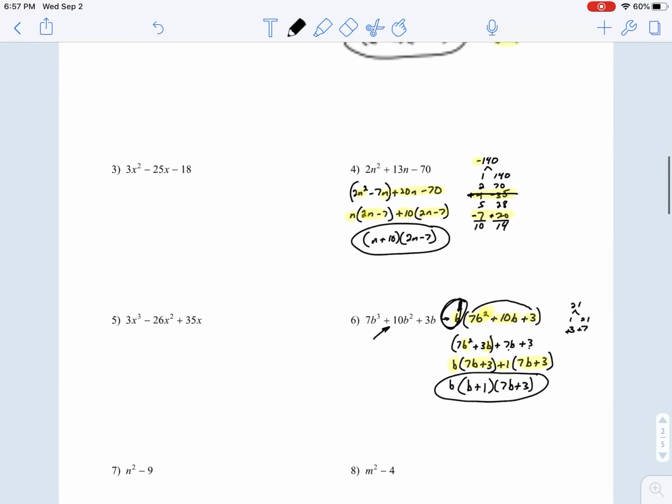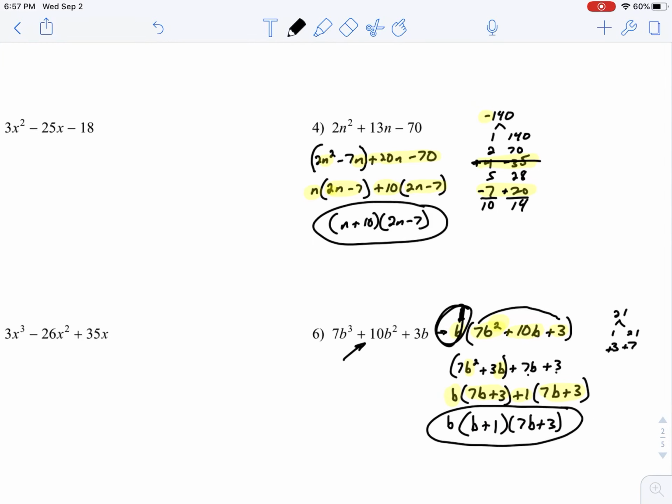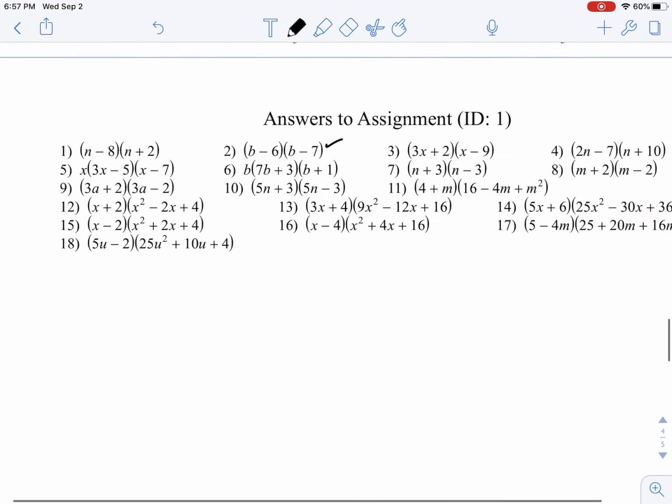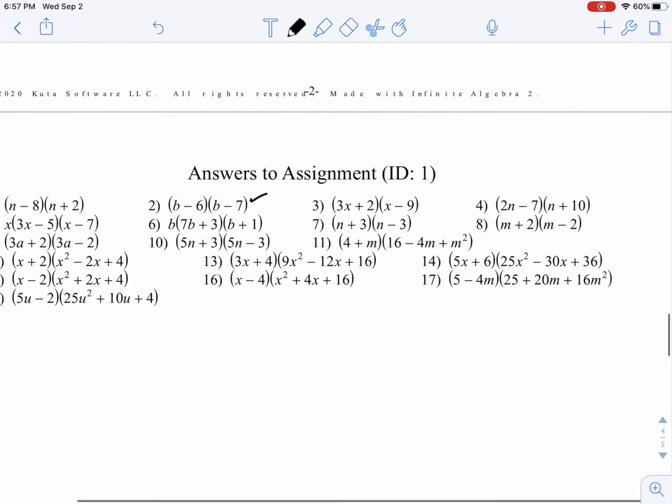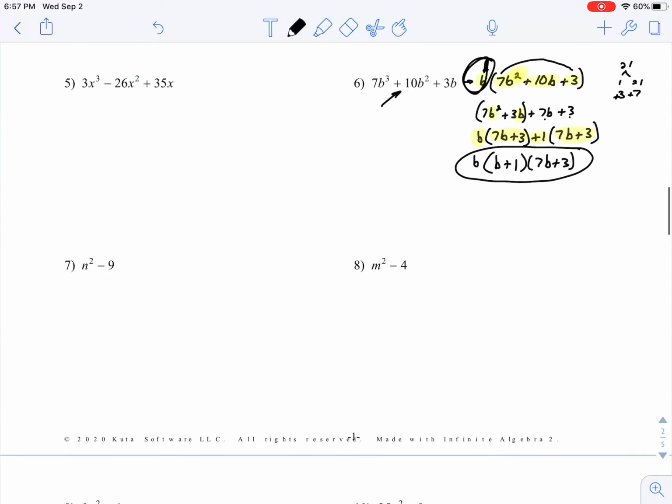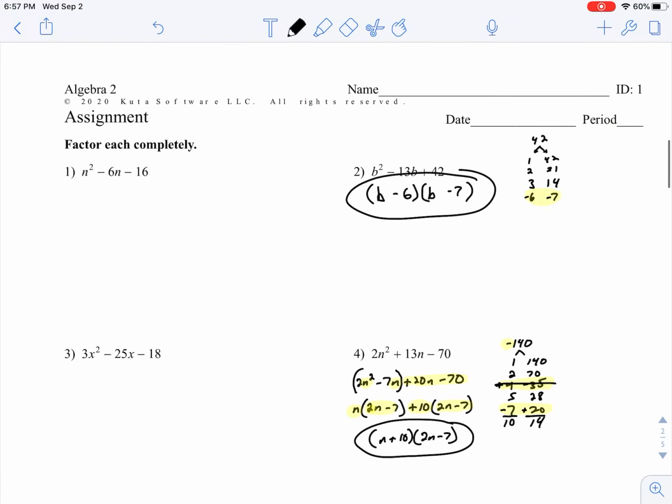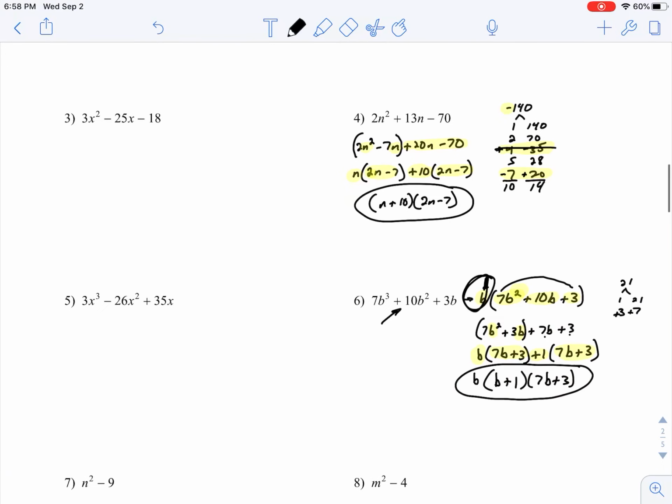Now, I think I forgot to check myself on number 4. So let's check myself on 4 and 6. Number 4, right there. Now, I had it written backwards, but that's okay. That's the commutative property. It doesn't make any difference. It's still right. Same thing for number 6. I wrote these two terms backwards, but that's okay. You still got the b out front. So our answer is right there as well. So there's regular trinomial factoring and then more complicated trinomial factoring that involves what we call grouping.